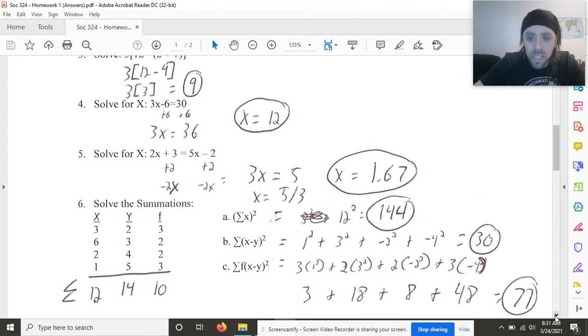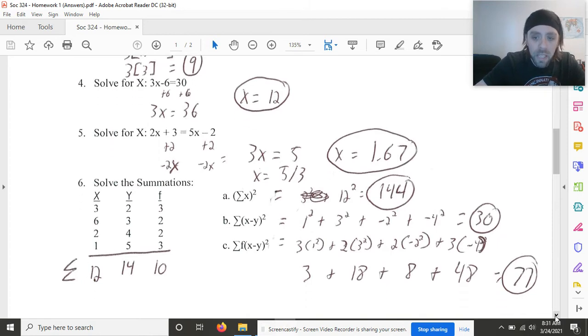Right? So 16 plus 4 is 20. 20 plus 9 is 29. Plus 1 equals 30. So your answer here should have been 30. Now, there was a nice little trick.